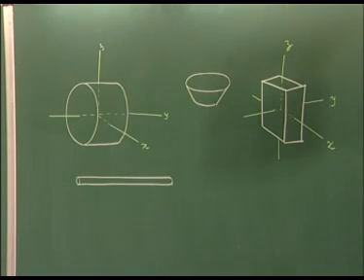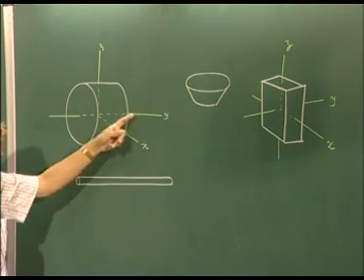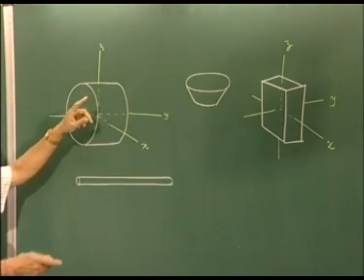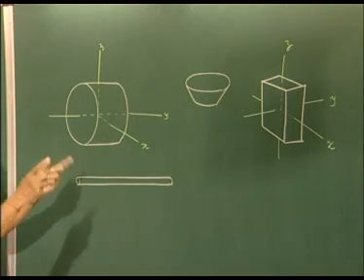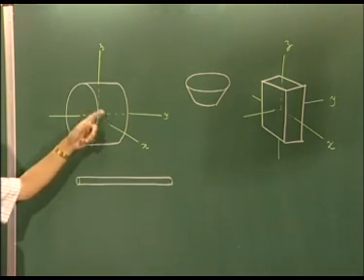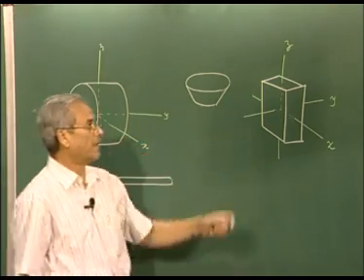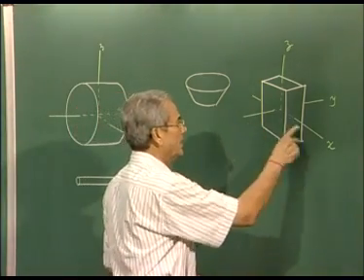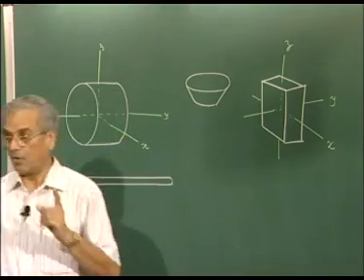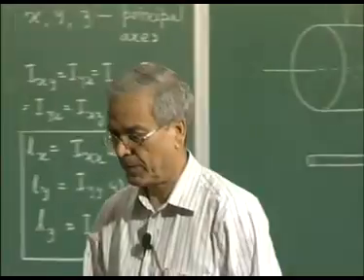The difference between this and this is that here only the y direction is fixed. X and z can be any two mutually perpendicular directions where both x and z are at right angles to y. In this case, that is not so. There the directions of x, y, z are all uniquely determined.